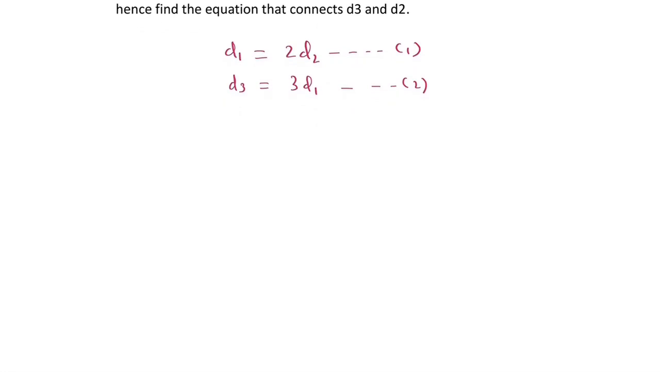Next, to find the equation that connects D3 and D2, we substitute equation 1 into equation number 2. Doing that, we have D3 equals 3 in brackets 2D2. Solving this, we have D3 equals 6D2. And this is the equation required.